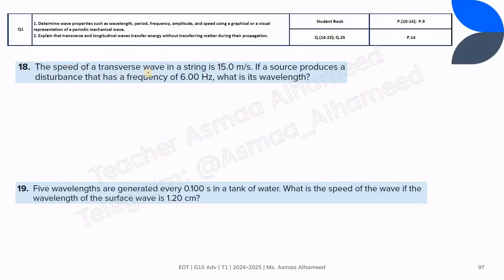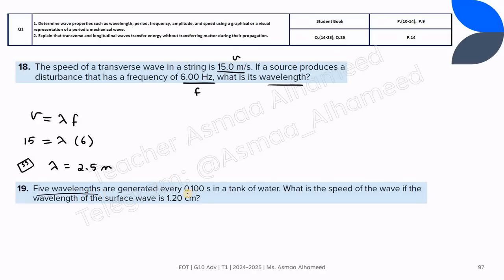Here we have the speed of a transverse wave in a string is this much, so this is velocity. If a source produces a disturbance that has a frequency, this is F, what is the wavelength? So we say V is equal to lambda F, and V is 15 meters per second equals lambda times F, which is 6. Shift solve, and lambda will be 2.5 meters.